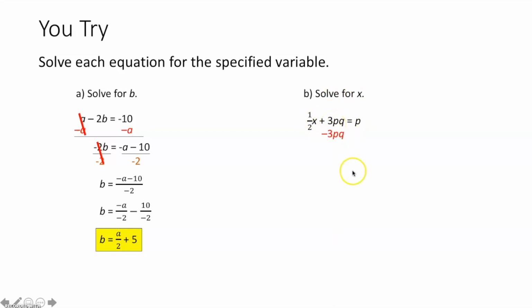So, we're going to subtract 3pq from both sides. Why? Because this is positive 3pq, and so we have to do the opposite, the inverse. We subtract. That way these cancel out, and we're left with 1/2 x is equal to p minus 3pq.